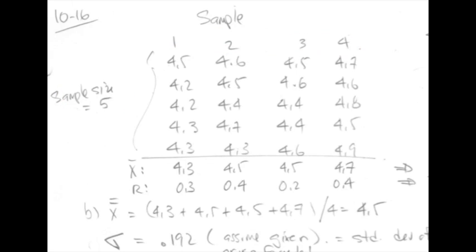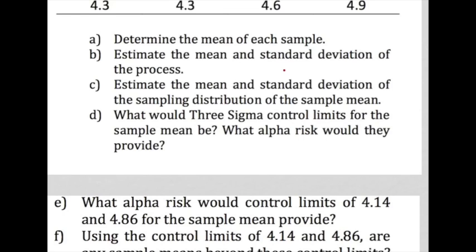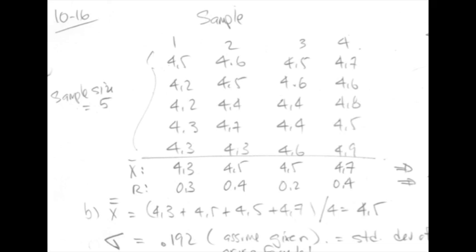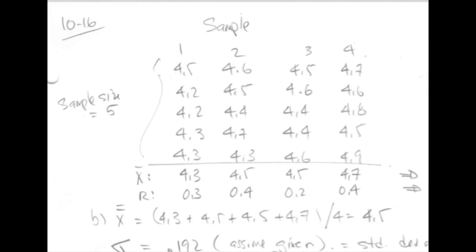So the first thing we want to do, as per the question, if we just double check the question, it says A, determine the mean of each sample. And then B, it says estimate the mean and standard deviation of the process. Okay, so let's go back to our calculations here. And the mean of each sample is this. So let's take a look. Here's an example. So each sample, this is sample number 1. What we have is 5 numbers. So the X bar is nothing more than the average of these 5 numbers. So if we take the average of these 5 numbers, we get 4.3. Similarly, if we take the average of these numbers, we get 4.5, and so on.